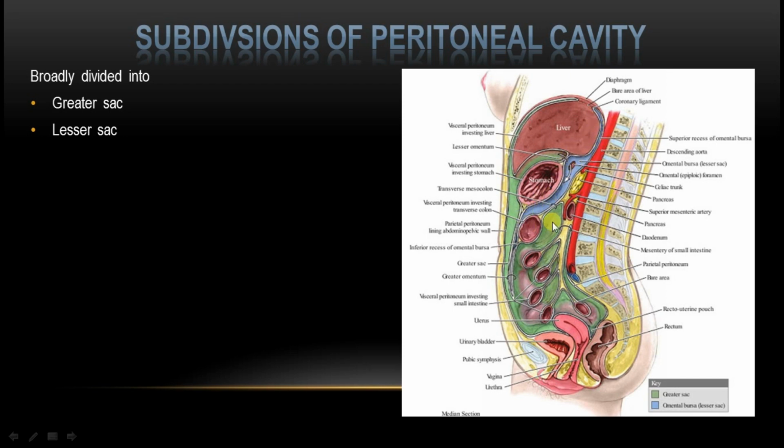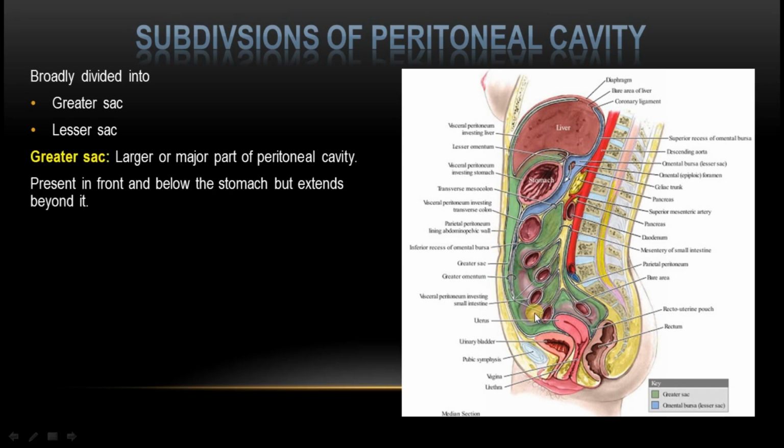The lesser sac is a reserved space for the distended stomach. The whole of the peritoneal cavity can be divided into the lesser sac, which is behind the stomach, and the green colored one, which is the greater sac. Why is it called the greater sac? Because it forms the major part of the peritoneal cavity. The other name for the lesser sac is the omental bursa. The lesser sac and the greater sac communicate behind the right free margin of the lesser omentum.